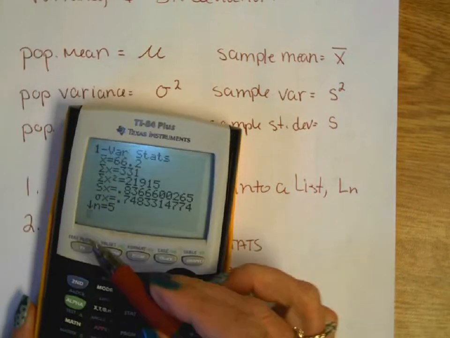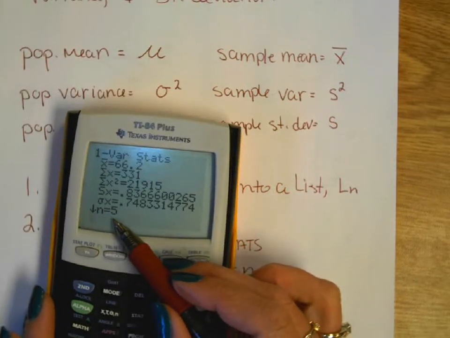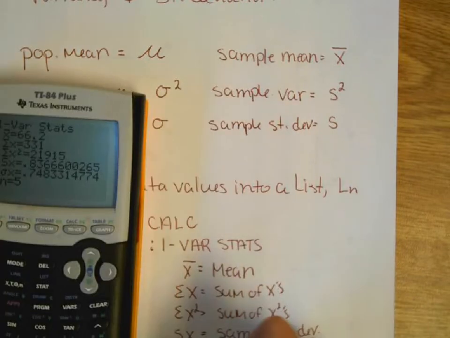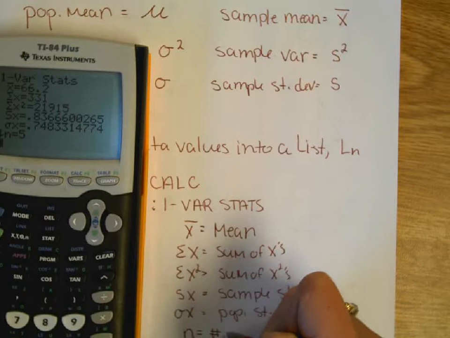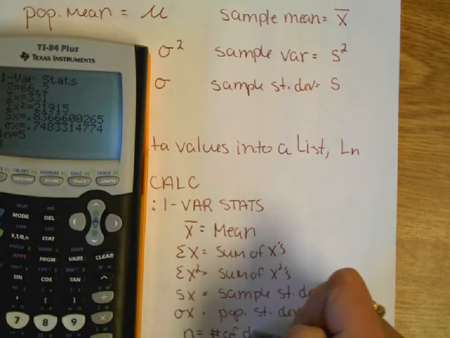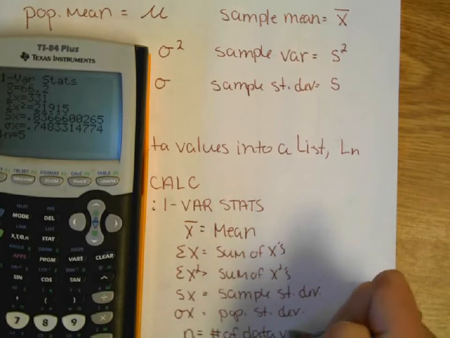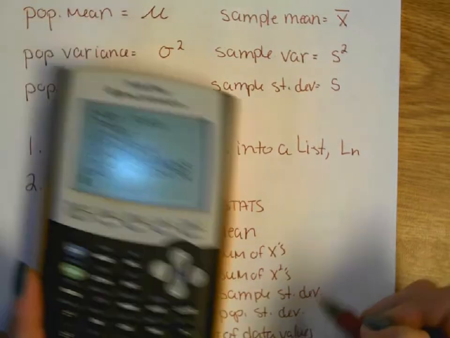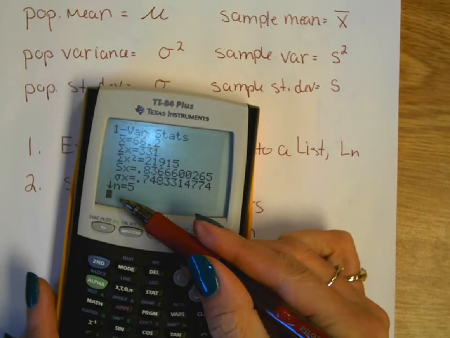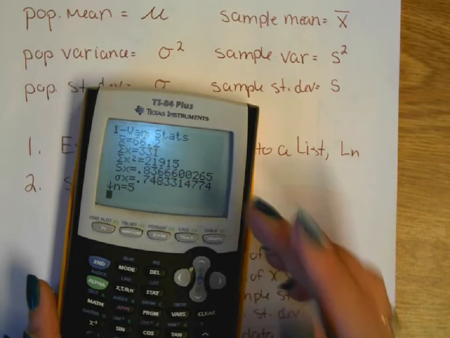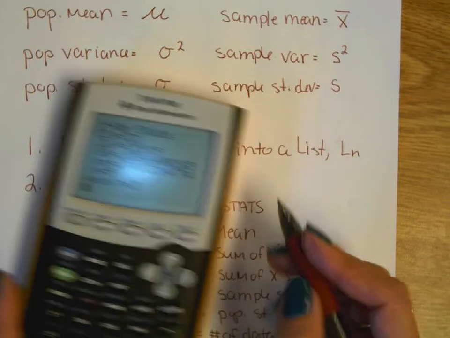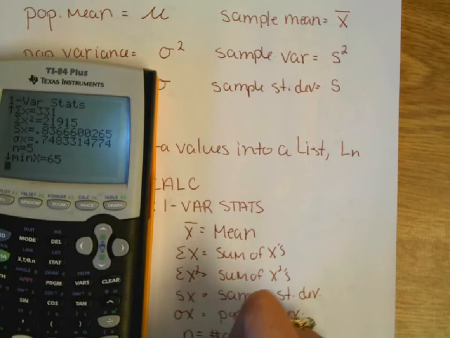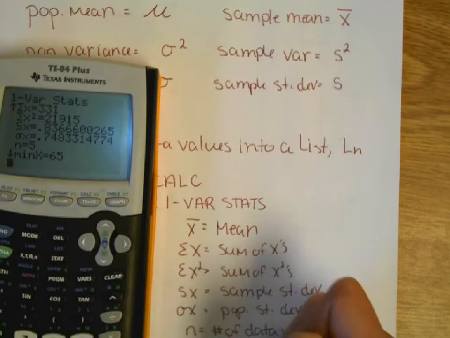Okay, next thing is n equals 5. That's telling me how many data values were in the list. So that's the number of data values. And you can see there's an arrow down. There's still more information built into this 1-bar stat. So if I arrow down, next one's the minimum value. So it's the minimum x value.